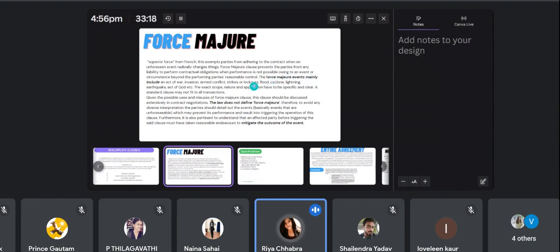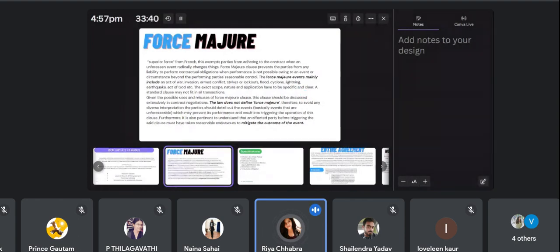The force majeure events mainly include an act of war, invasion, armed conflict, strikes or lockouts, flood, cyclones, lightning, earthquake, act of God, etc. The exact scope, nature, and application have to be specific and clear. A standard clause may not fit in all transactions.